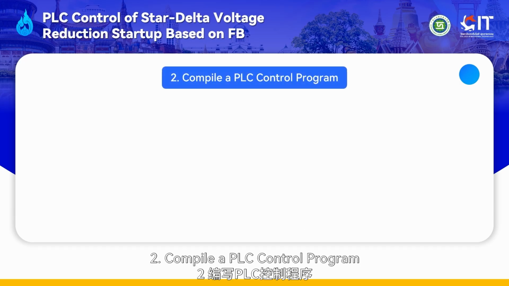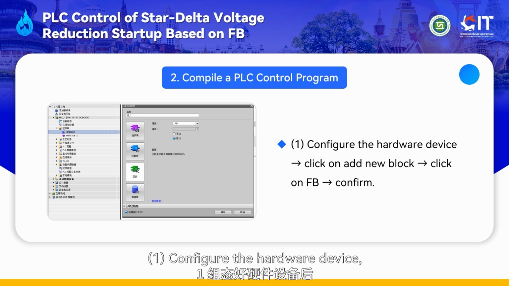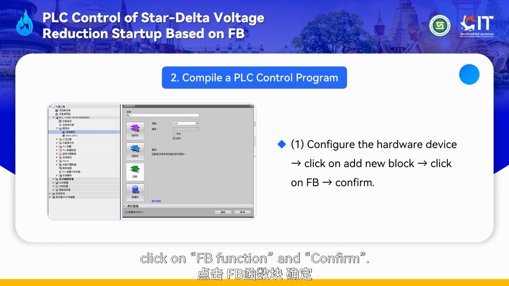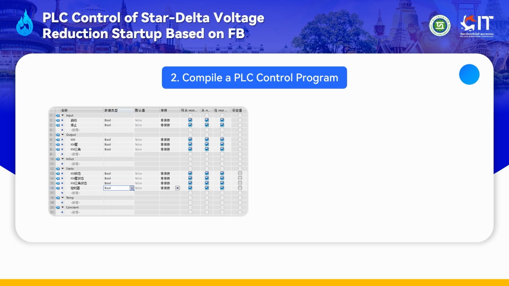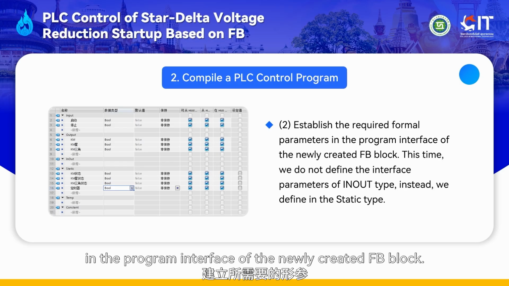2. Compile a PLC control program. 1. Configure the hardware device, then click on Add a new block, click on FB function, and confirm. 2. Establish the required formal parameters in the program interface of the newly created FB block.